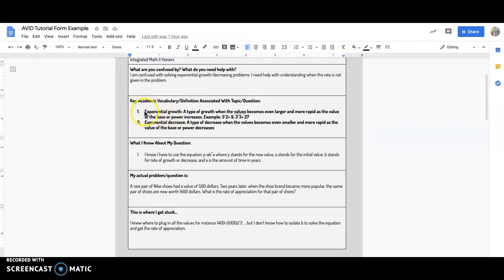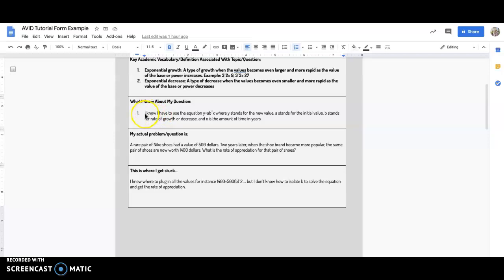Notice that these vocabulary words are not generic, meaning I'm not giving a vocabulary word that can be for any number or equation or equals or plus. I'm not giving very general definitions. I'm giving very specific academic vocabulary words that are specific to that chapter. I just said specific a lot, but you get the idea. They're specific to that chapter or to that unit or what have you. So he talked about exponential growth and exponential decrease, and then he gave us the definitions of both. Then, what I know about my question, he says, I know I have to use the equation, and so on.